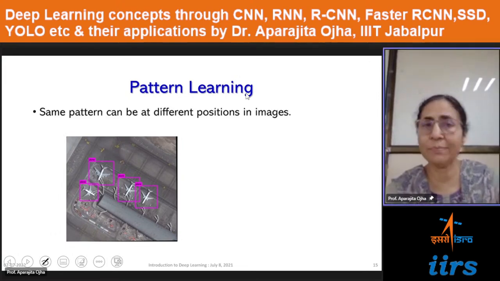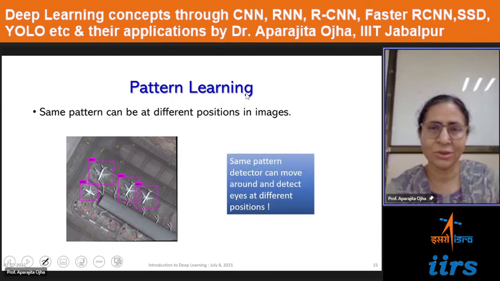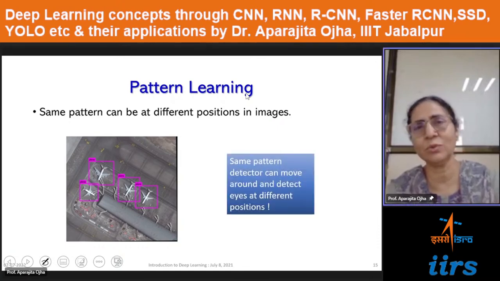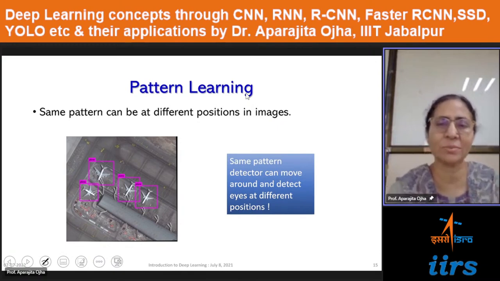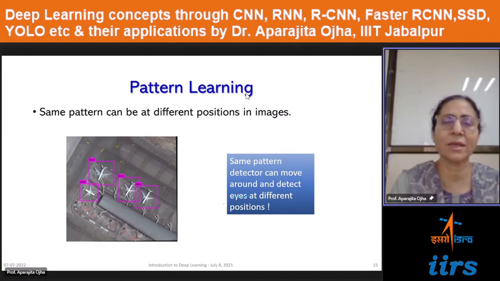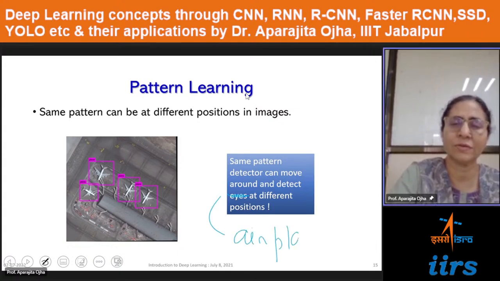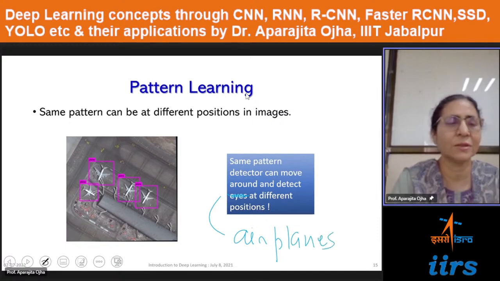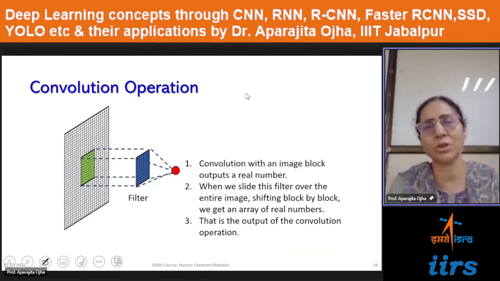Those filters will actually be learned, right? And see, the same pattern can be at different positions. So the same pattern detector can move around and detect, say, airplanes at different positions. So how do we do the convolution operation?